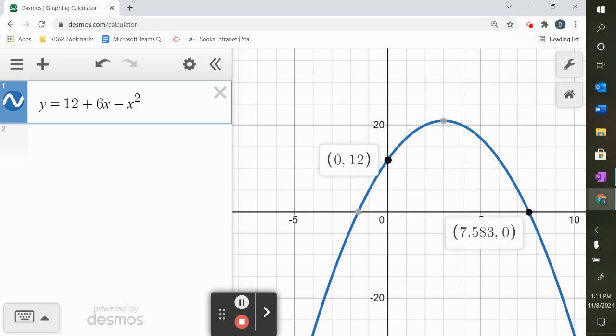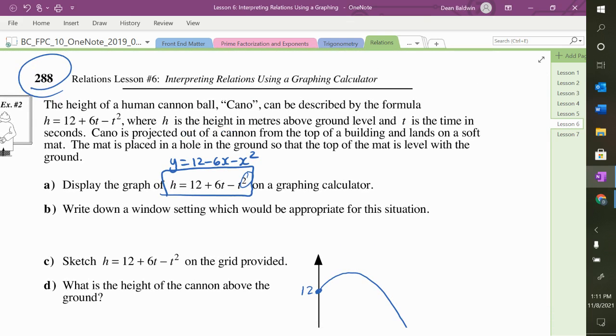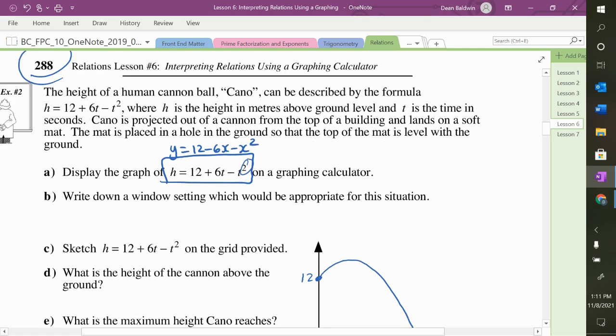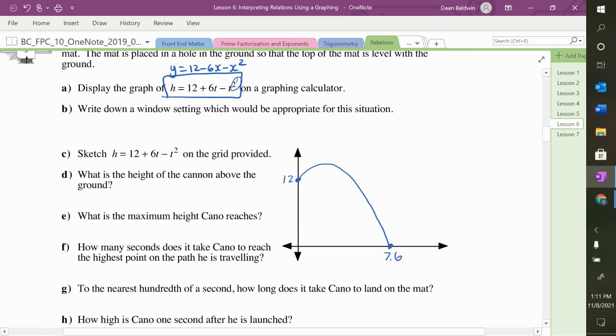Well, what's the question asking? Read the question. What does it represent? It's a human cannonball. So you're shot out of a cannon, basically. All right. And what is on the x-axis? What variable? T, which is time. What's on the y-axis? Height. Okay. So we've got height and time.